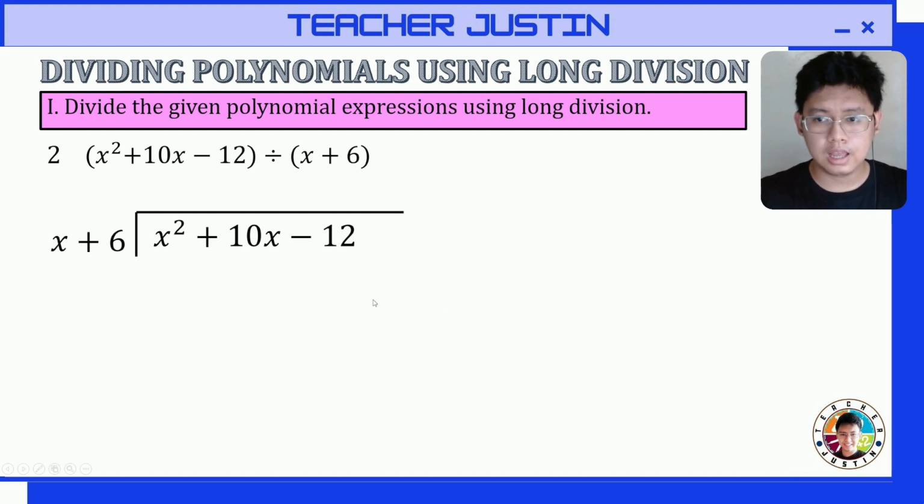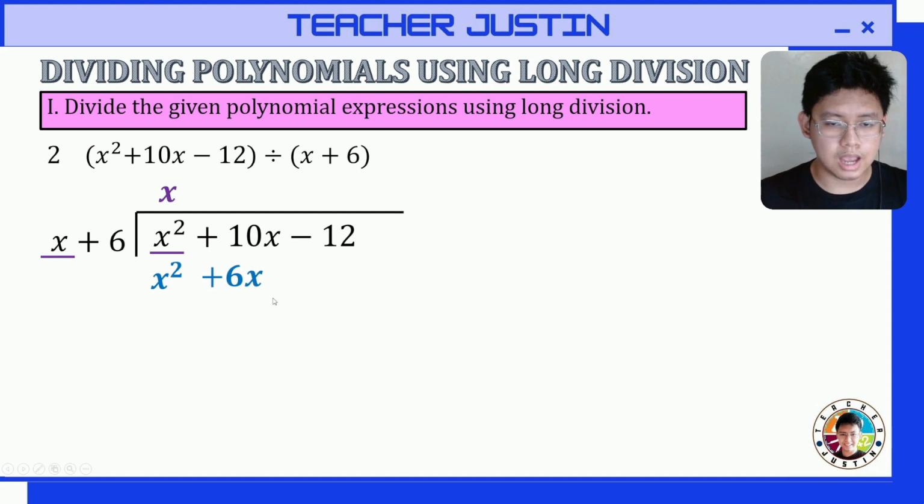So, next, ang de-divide natin yung first term by the first term. So, x squared divided by x, that is x. Tapos, let's multiply x to our divisor. So, x times x is x squared. X times 6 is 6x.